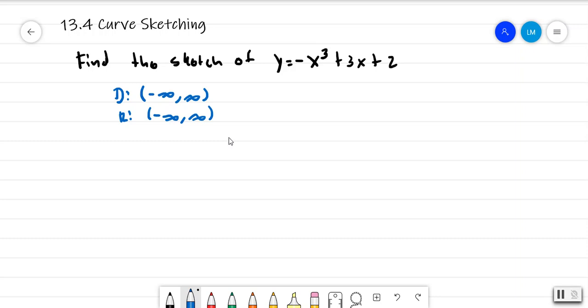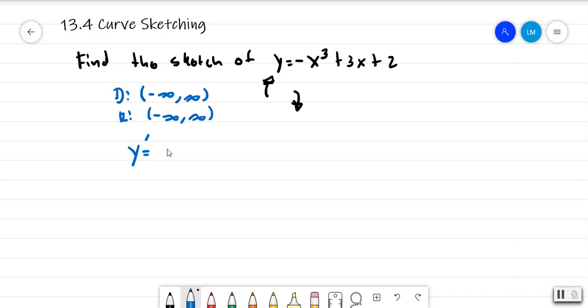The other thing that I notice is that the behavior of this polynomial is that it's negative and it's odd, meaning that it's going to have this diagonal motion where it rises to the left, sorry, and it falls to the right. So let's actually look at the first derivative of this equation.